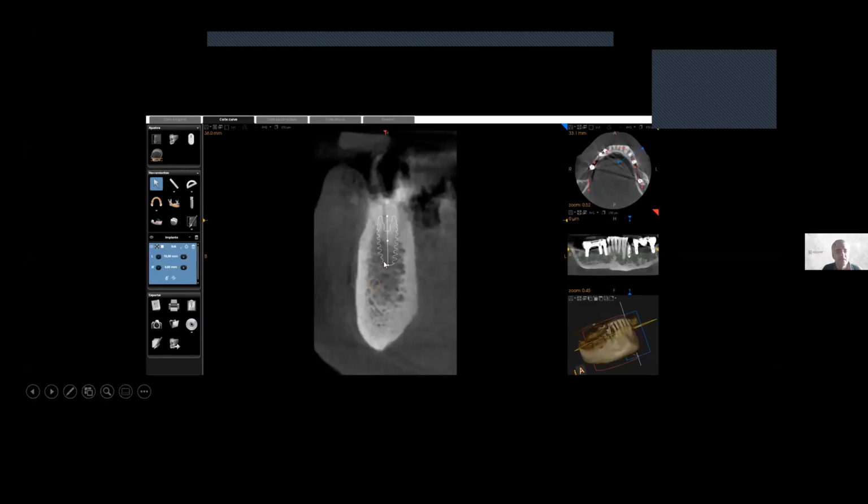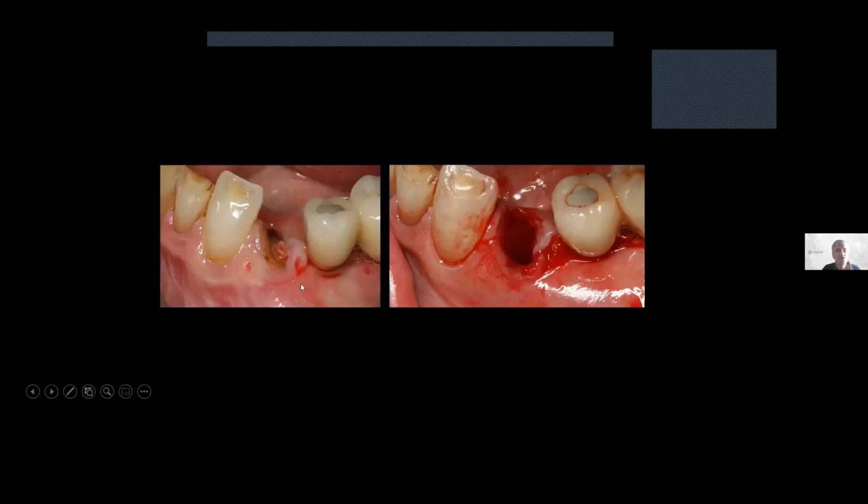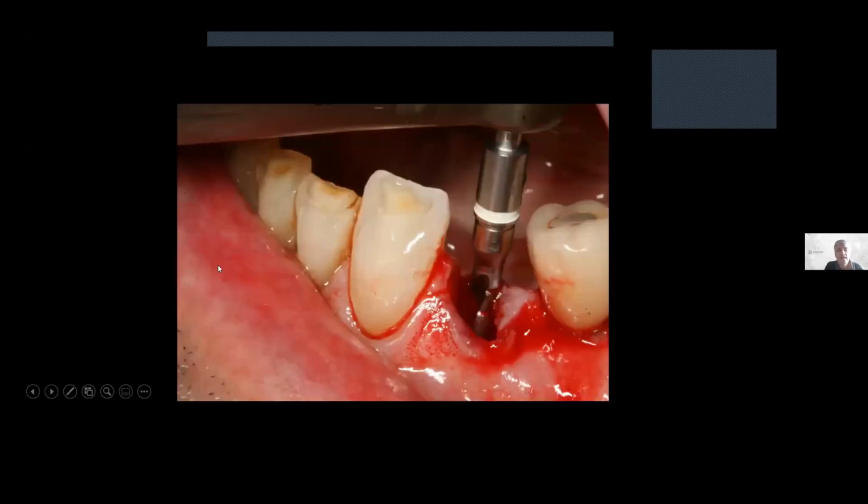This is the mental nerve. And then we switch to the surgery. We make an extraction very carefully, trying to avoid any fracture of the buccal or lingual plate. Then we eliminate the soft tissue surrounding the root. We clean it, and then this is our pilot drill, just drilling a little bit to guide the implant placement.